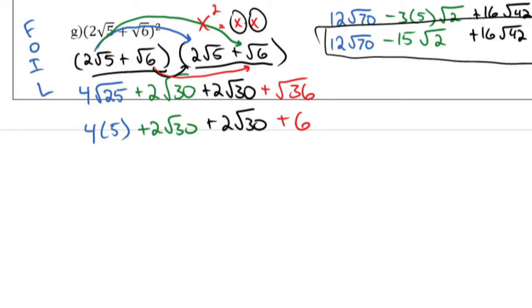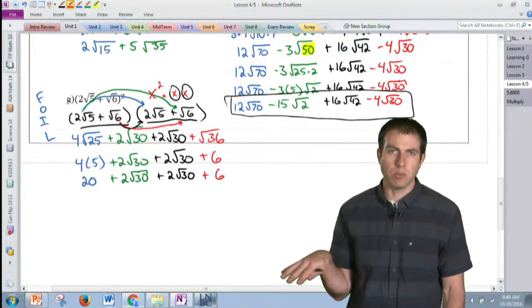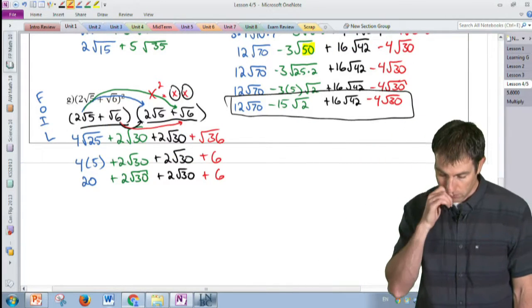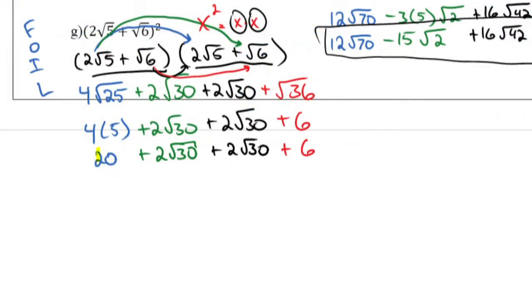This 4 and 5 together give me 20. I'll just rewrite everything again. And then I have the square root of 36 of 6, so I just have the 6. All right, so I've simplified my brackets. Now I need to combine any like terms I might have. So do I have like terms? Sure I do. I have this 20 and I have a 6. I can add those together.